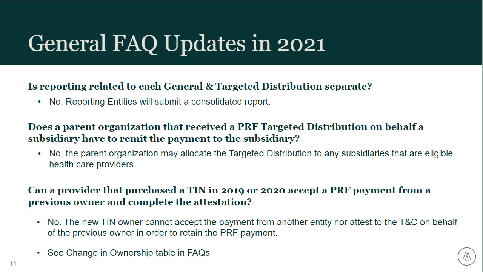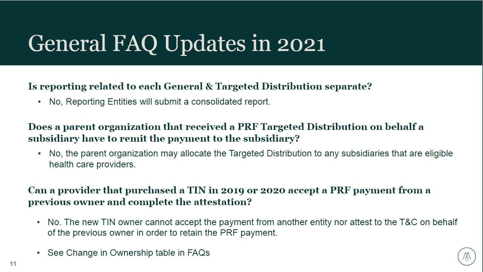And then thinking about receipts for targeted distribution, does a parent organization have to remit and use that solely for the subsidiary that it was intended for? With the 2021 Appropriations Act that was signed into law in December, that is now no. A parent organization may allocate that distribution basically how they feel would be best for their organization. So that was a big change from previous.